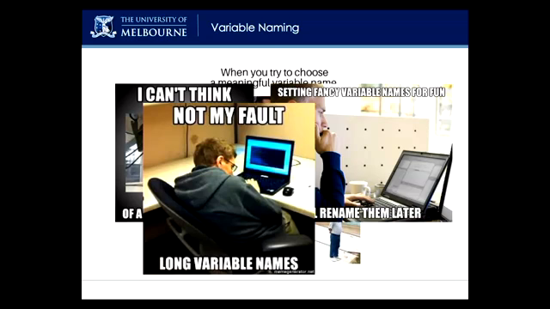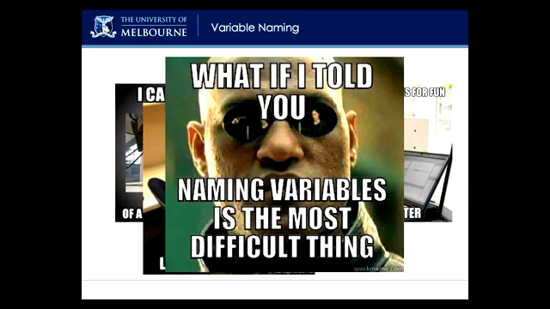And the issue, once you get good at programming, this is pretty much how it becomes. Naming variables is probably the most difficult thing, because you want your work to be readable, you want it to be concise, you want it to be understandable.